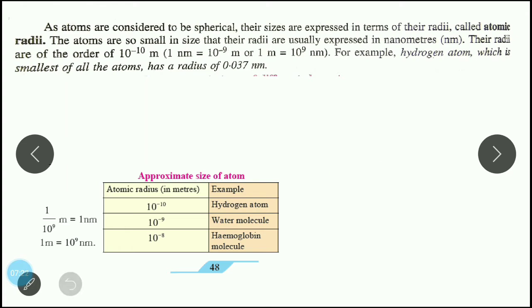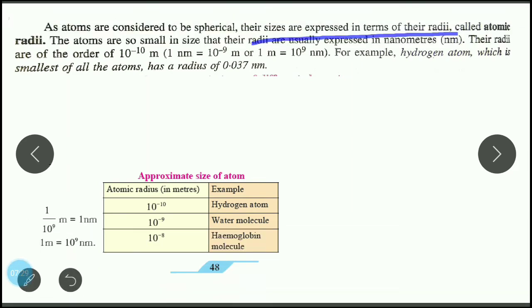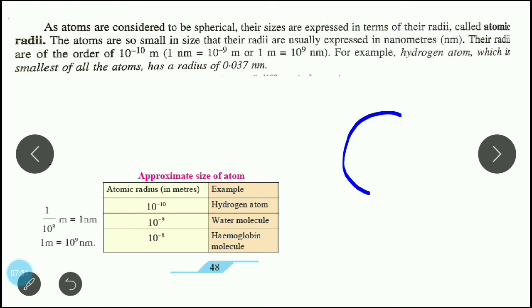Obviously, when we represent them as a sphere, that means their sizes are expressed in terms of radii. If we are representing them as a circle, there has to be some radius to it, and that radius is called the atomic radius. Atoms are so small that their radii are usually expressed in nanometers, of the order of 10 raised to minus 10.